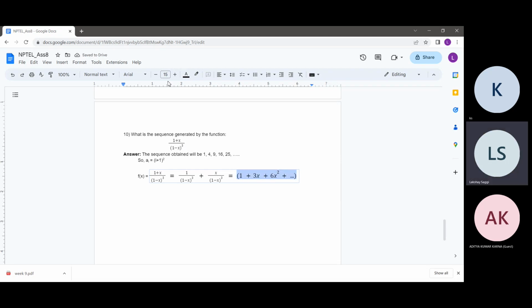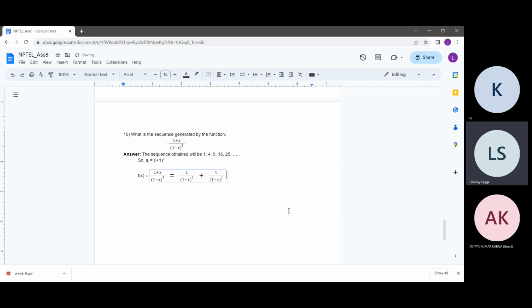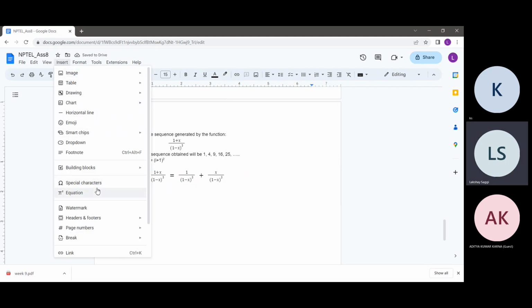Okay, you can't reduce the font size. So what I'm just doing is, maybe I got you guys a bit confused, sorry for that. I just listed out 1 upon (1 minus x) cubed as 1 plus 3x plus 6x squared plus, and you can write the future terms also. And then x upon (1 minus x) cubed can be written as just x times this series. So I'll copy this, and it will be nothing but x times this. That's why I wanted a different line for this. So I'll insert an equation.